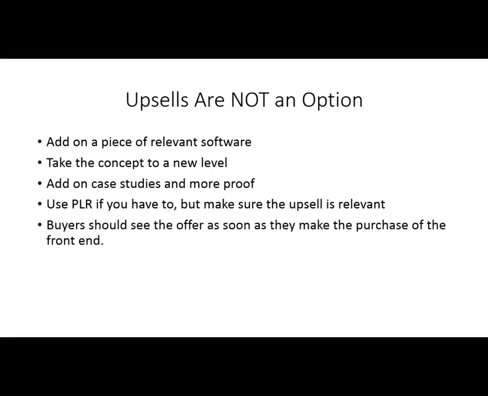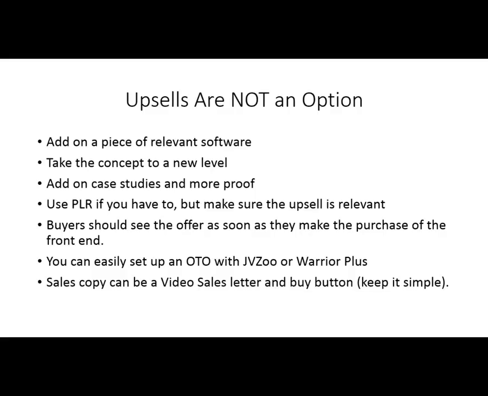Now, buyers should see this offer as soon as they make the purchase of the front end product. You can set these things up in JVZoo and Warrior Plus. They're easy to set up. All you're going to do is make sure that people are going to see an offer. You want to keep your upsell very simple. You might want to have a headline, you may not want to. You can do a video sales letter and a buy button. Keep it simple, right? You don't want anything to get in the way of you actually creating a high quality upsell, and you want to get it up and running.